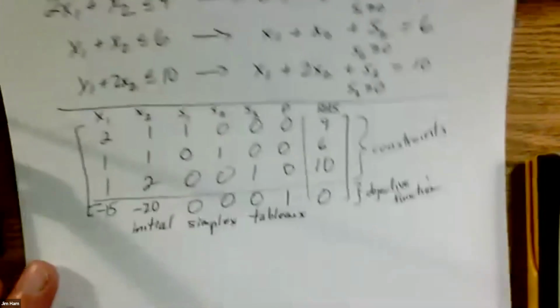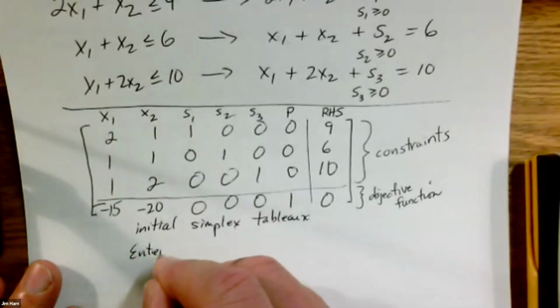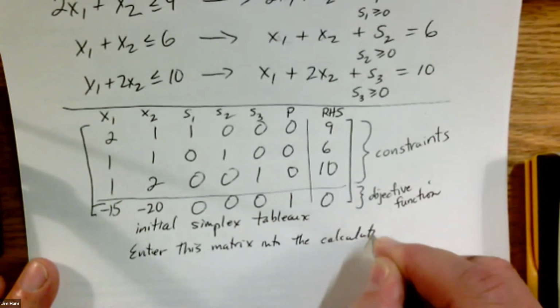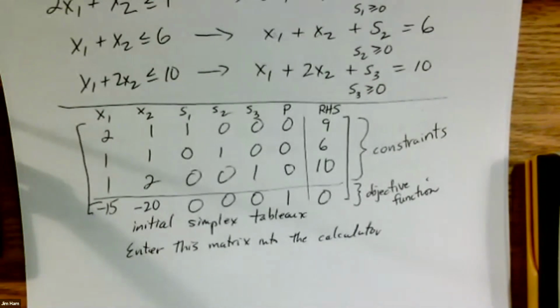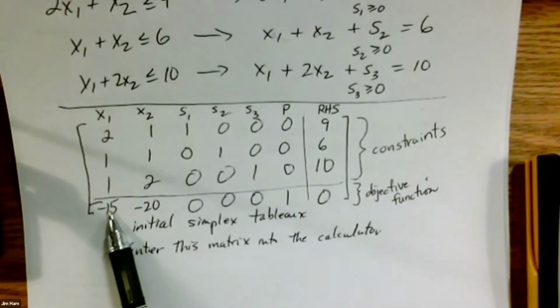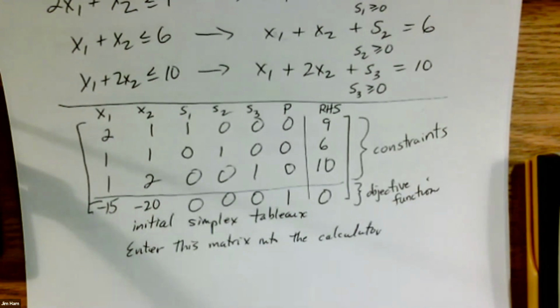So we're going to enter this matrix into the calculator. Now what the calculator is going to do is it's going to go through a bunch of row operations, and then as soon as it sees that there are no negatives in the bottom row, it's going to spit out the final matrix. We're going to write down the final simplex tableau and then read the solution from that tableau.